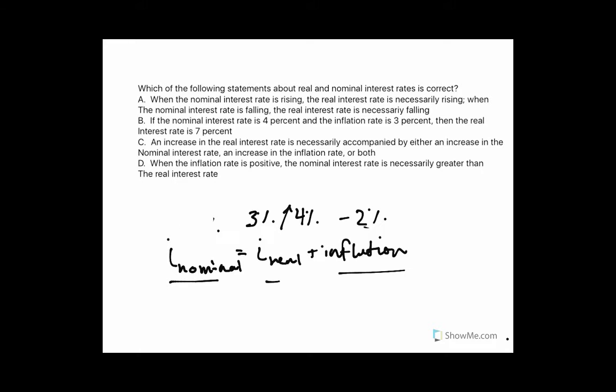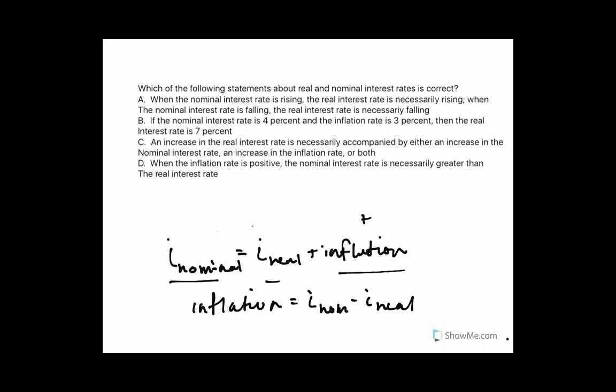that the correct answer is our last answer here, which says that when the inflation rate is positive, the nominal interest rate is necessarily greater than the real interest rate. And that's true, right? Because if this is a positive number, then you're adding something to the real interest rate, which means that nominal will be greater than real. Another way of looking at it is that inflation is exactly equal to I nominal minus I real, and if this number here is positive, then obviously nominal is greater than real. Okay, so obviously the answer is D.